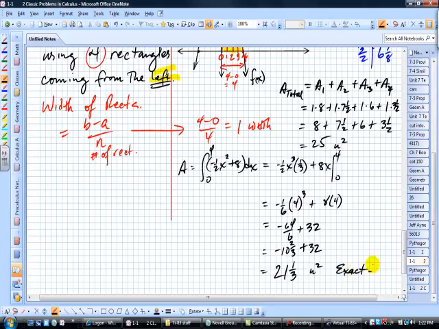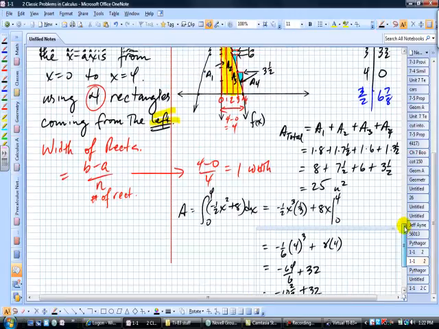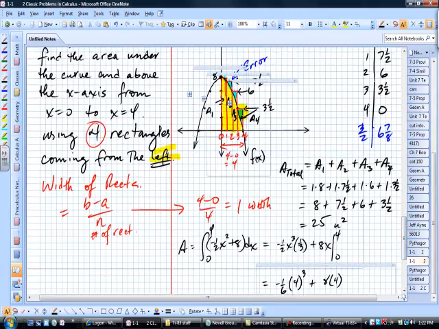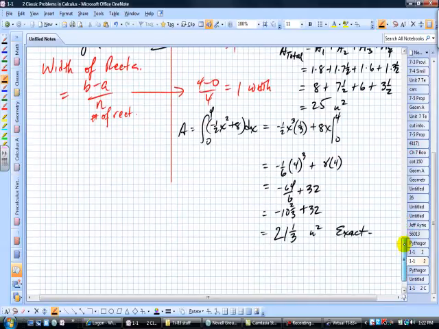Okay, so you notice our approximation is 25. It's bigger than our exact of 21 1/3, and the reason why is because look at these blue areas right up here. The blue areas are overestimates, so we expected a bigger answer when we started in the beginning, and we did. We got 25 versus 21 1/3. Okay.